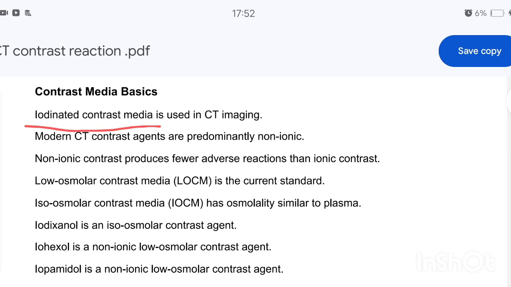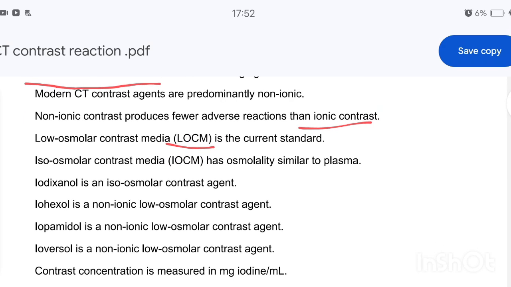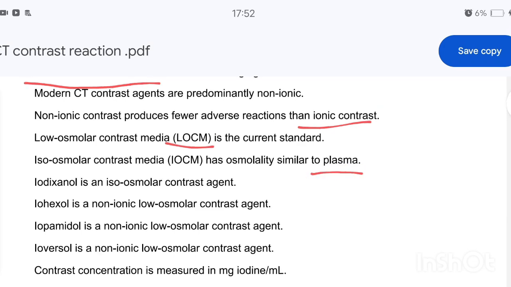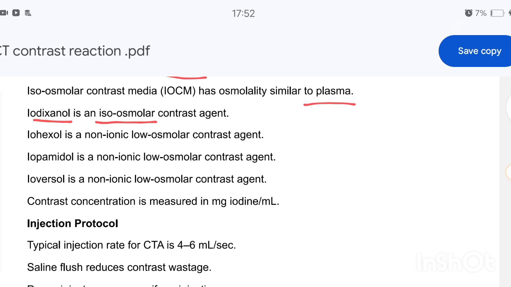Modern CT contrast agents are predominantly non-ionic. Non-ionic contrast produces fewer adverse reactions than ionic contrast. Low osmolar contrast media, or LOCM, is the current standard. Isoosmolar contrast media, or IOCM, has osmolarity similar to plasma. Iodixanol is an example of an isoosmolar contrast agent.